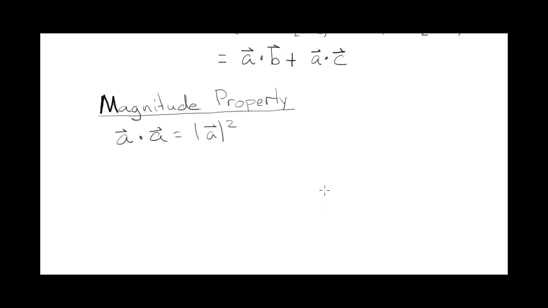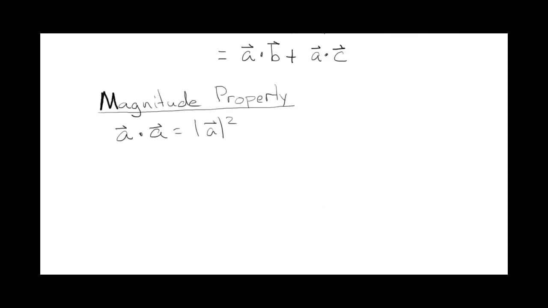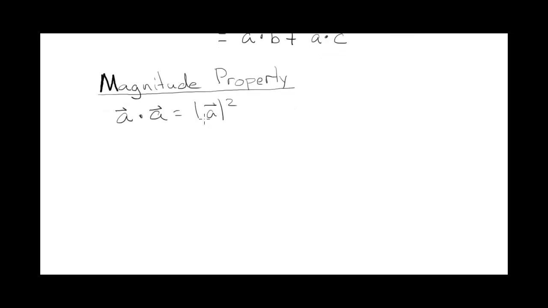Okay, another property for the dot product is that the dot product of a vector with itself is equal to the magnitude of that vector squared.